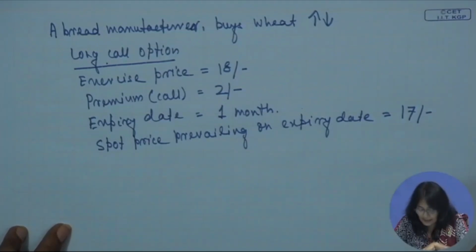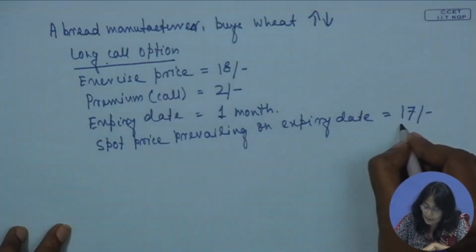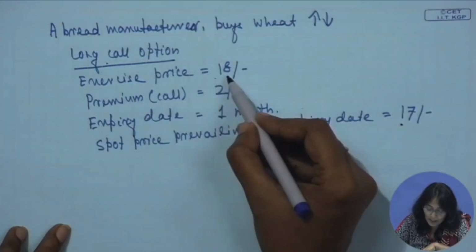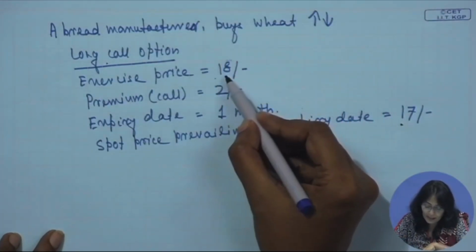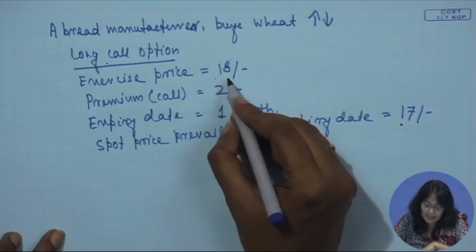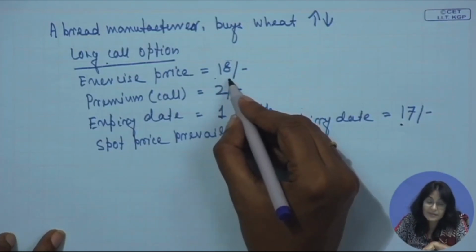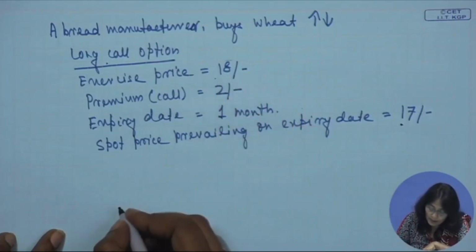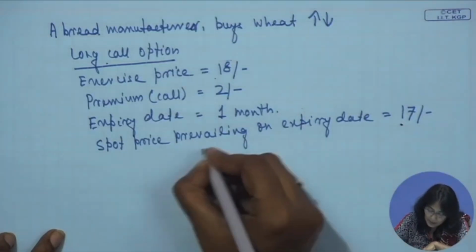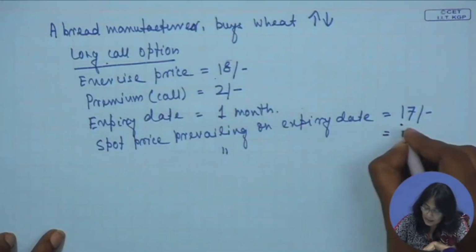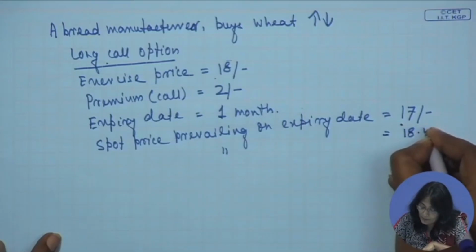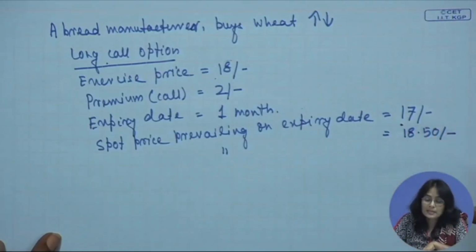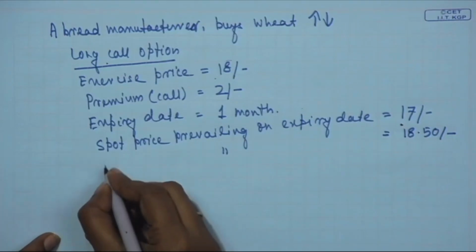No, he will not exercise, because if he goes to the open market, he will be able to buy wheat at 17 rupees, but if he goes to his counterparty, he will be able to buy wheat at 18 rupees. So, he will not exercise and he will forego his right to buy from the counterparty. Now, let us say the spot price prevailing on the exercise date is 18 rupees 50 paisa. Will he exercise? Yes, he will exercise the contract. So, what will be his payoff?